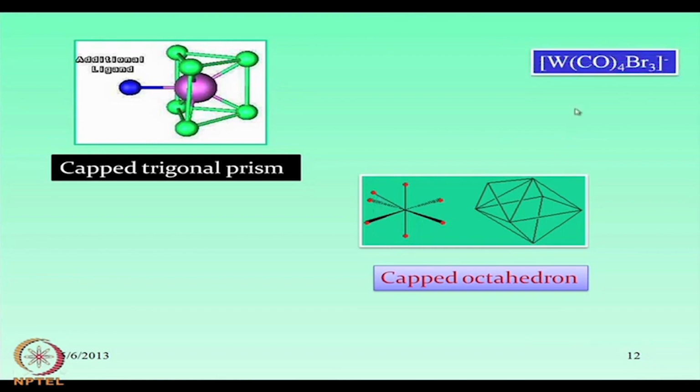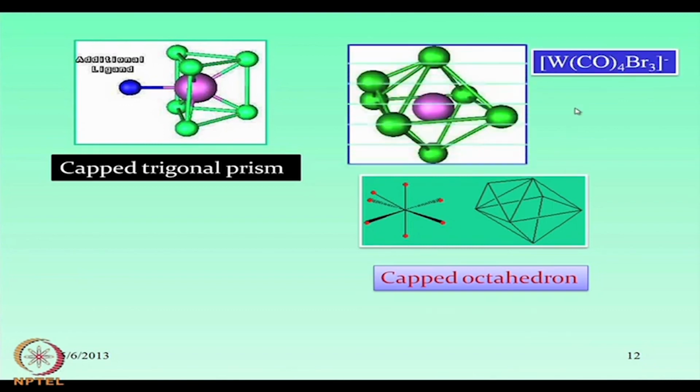So, examples for these 7-coordinated molecules are like this. When we have this capped one, this particular one is the capped one. Tungsten surrounded by 4 carbon monoxide ligands and 3 bromine ligands will give rise to this particular geometry where one particular face is being capped. So, the 3 plus 3 situation is well known to us.